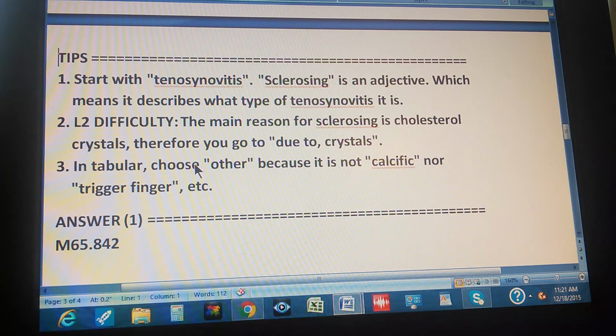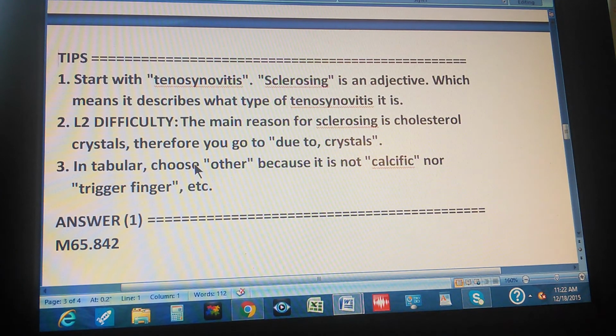Now, tip number 3 is that in the tabular, you choose other because it is not calcific nor trigger finger. We don't see calcific in the description, and we don't see trigger finger, which would be the other ones. And there are other classifications too that are not in the text of the problem. That's why you choose other, okay?